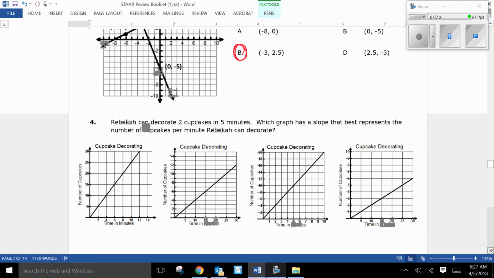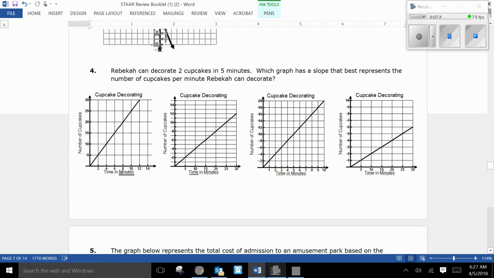Number 4, Rebecca can decorate 2 cupcakes in 5 minutes. Which graph has a slope that best represents the number of cupcakes per minute Rebecca can decorate? Okay, so 2 cupcakes in 5 minutes. So my rate of change is 2 over 5. So if she can do 2 cupcakes in 5 minutes, she can do 1 cupcake in 2.5 minutes, right?